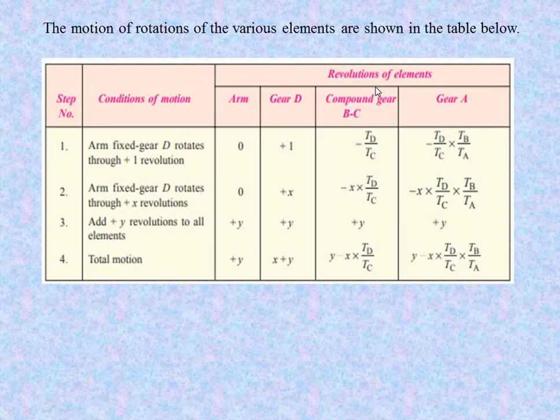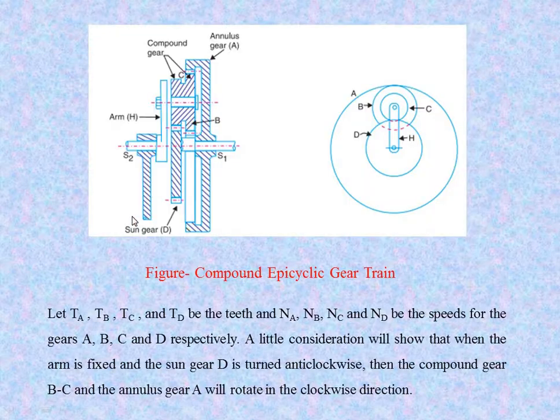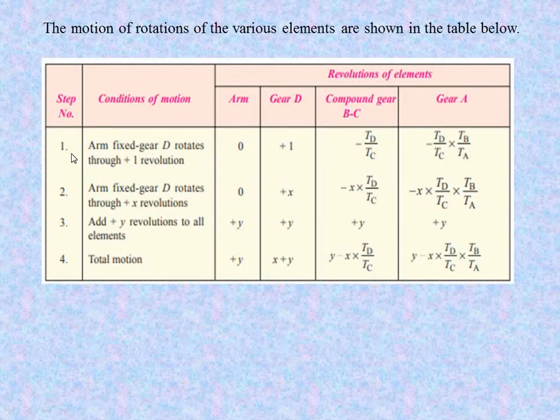Okay, this is the gear A. Next condition is: arm fixed, gear D rotates plus X revolution. So multiply row number 1 by X. So here, 0 into X is 0, plus 1 into X is X. Next, minus TD divided by TC into X, that is minus X into TD by TC.